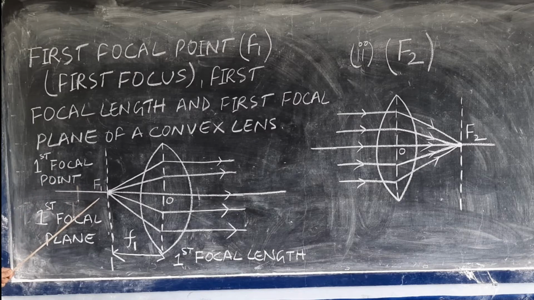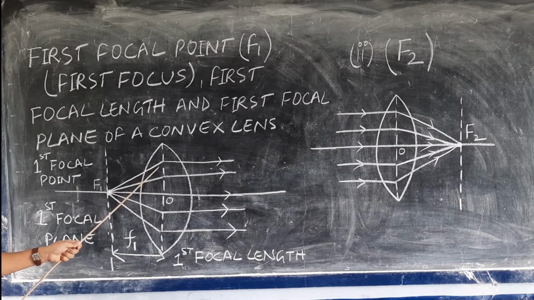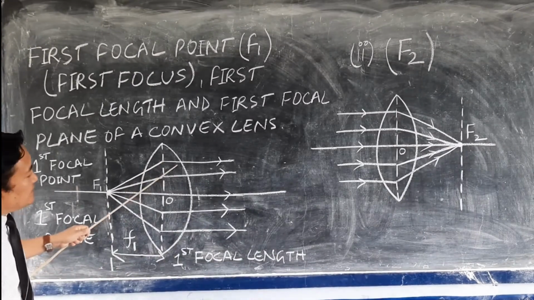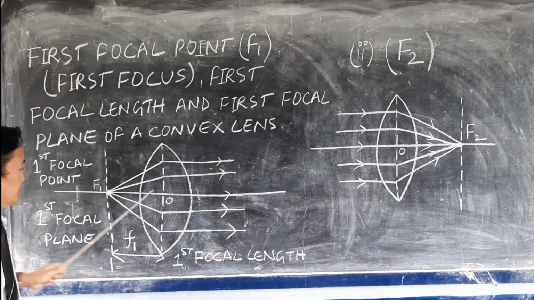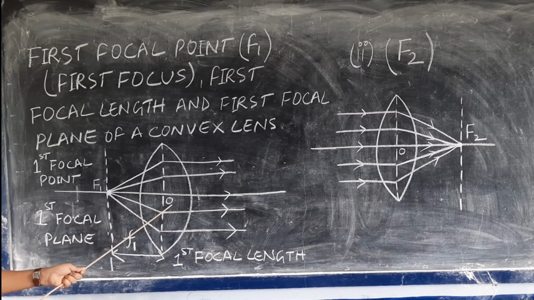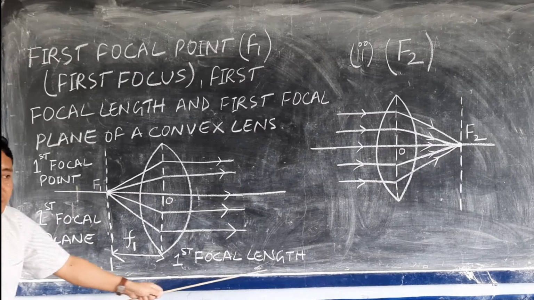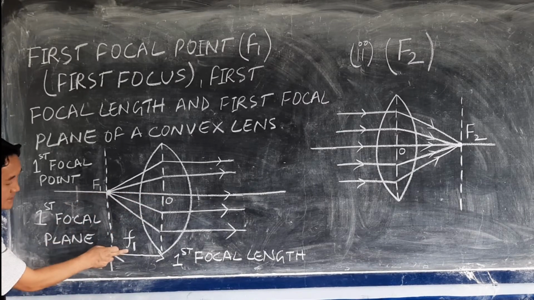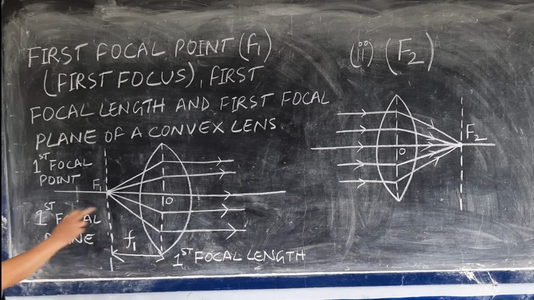So at the first focal point, the rays of light get diverted, and when they fall on the lens, after refraction they go parallel to the principal axis. This is known as the first focal point in case of a convex lens. The distance between the optical center and the first focal point we call the first focal length. That means from O to F1, which is denoted as small f1.